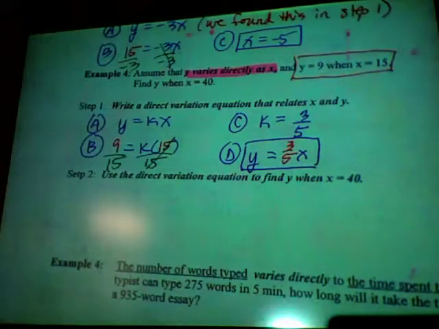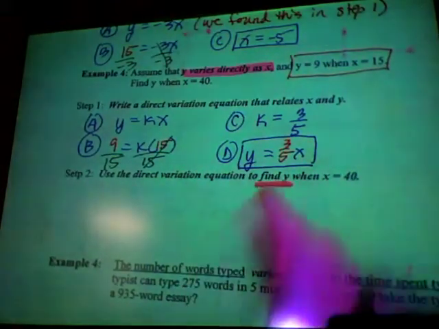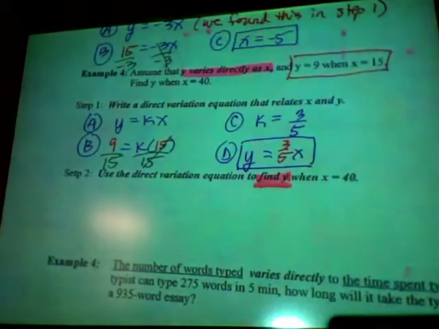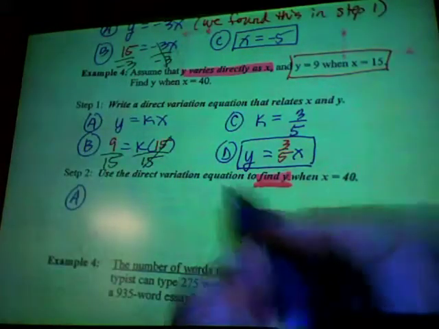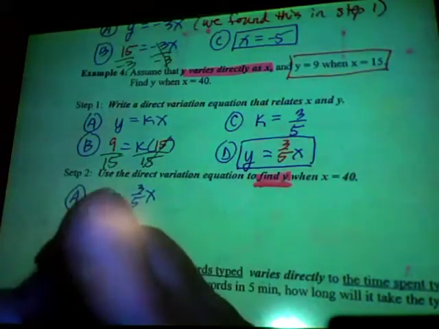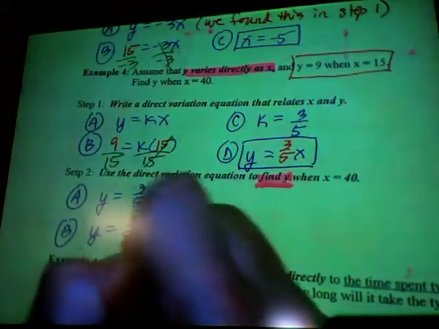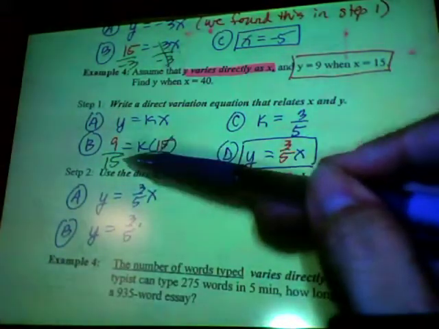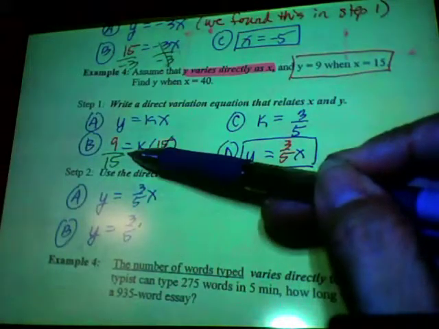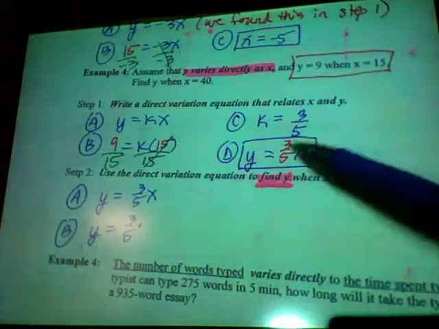What are they looking for this time? Yep, I'm finding y this time, right? It's easier to find y than it is x. So step A, use the formula that we just found. Y equals 3/5 x. Plug into it. I reduced. What goes into both 9 and 15? 3. So 9 divided by 3 is 3, and 15 divided by 3 is 5.